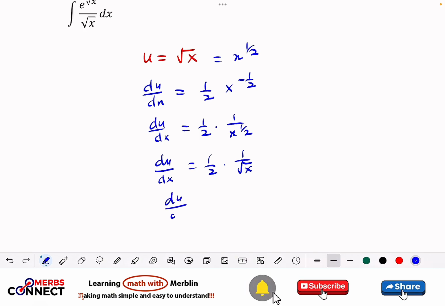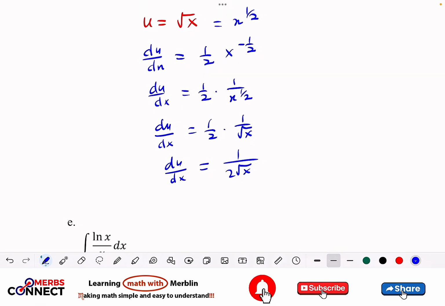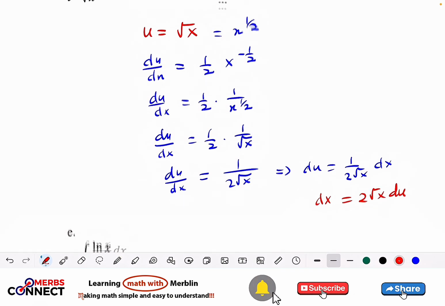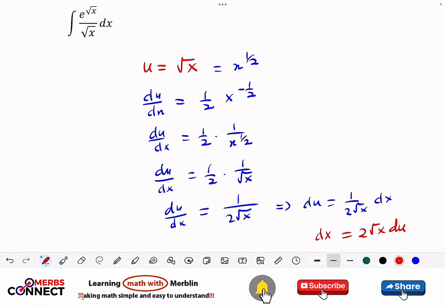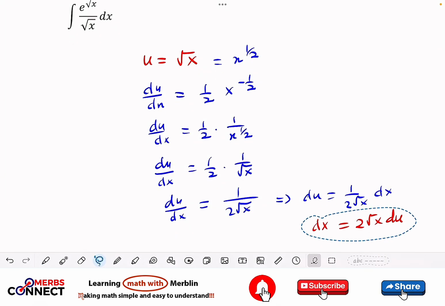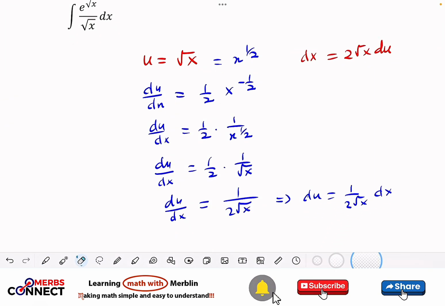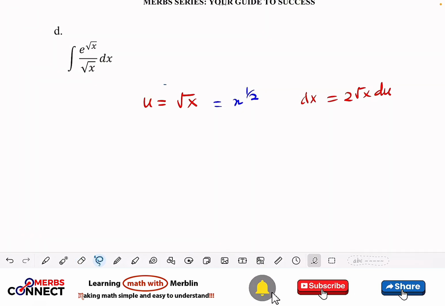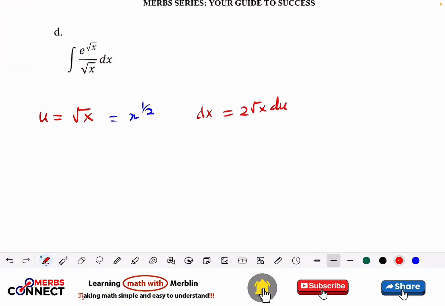And du over dx is equal to 1 over 2 root x. So this implies that du is equal to 1 over 2 root x dx, and dx will be equal to 2 root x du. Good. So now that we've gotten this, I can just clean the whole of this. So we have u and we have dx. So now we can do the integration.